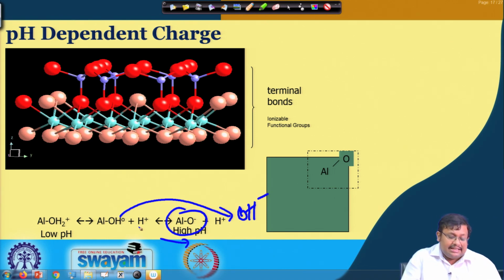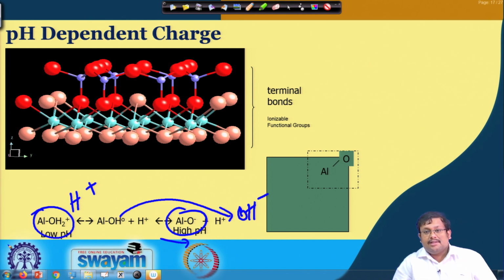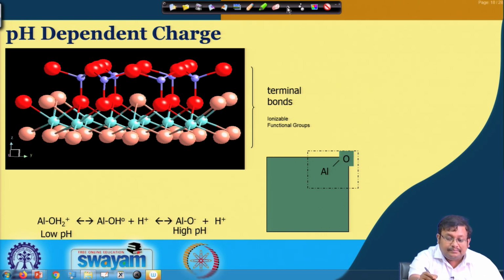Just the opposite occurs in the case of acidic soil. In acidic soil, there will be prevalence of H plus ion. These H plus will basically react with this OH and produce this positively charged OH2 plus. So, you can see, it is variable from one pH to another pH condition. That is why it is called variable charge or pH dependent charge.